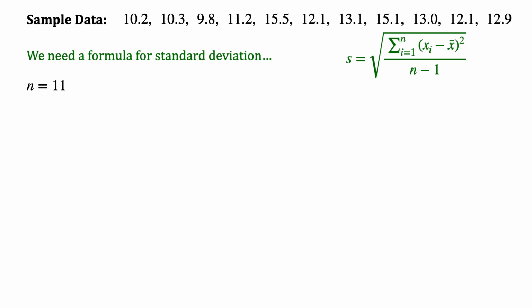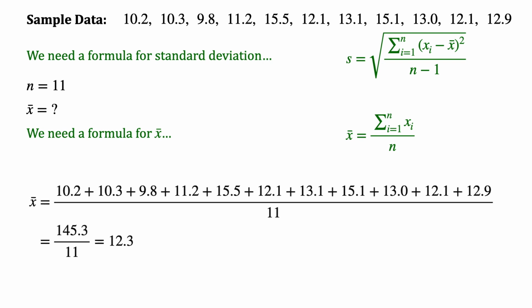We also need x bar, but we don't know what that is. So we need a formula for that, which you should also have been given. It's a much simpler formula when we want to find the mean x bar of data. All we do is add up all the data points and divide by n, in this case, which would be 11. So if we do that, we simply add them all up, divide by 11, and we see that our final answer for x bar is 12.3.